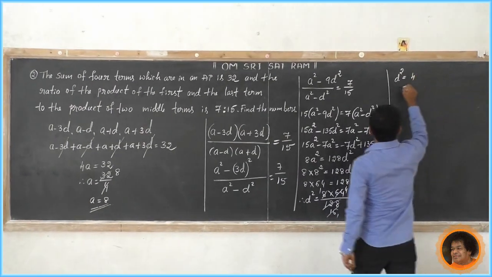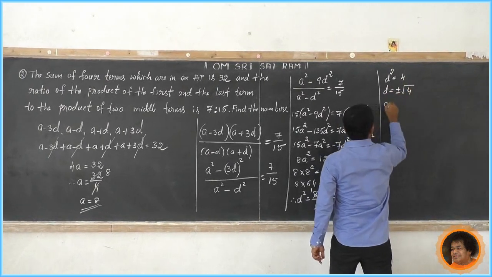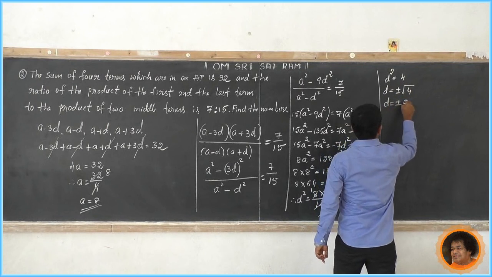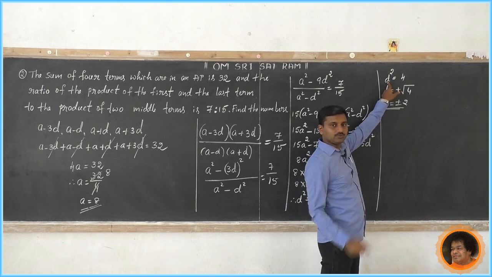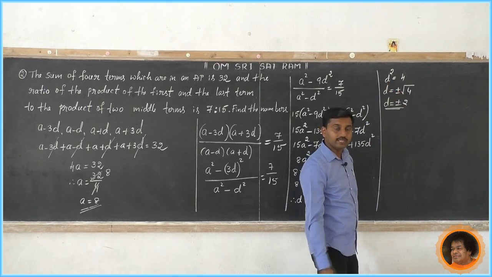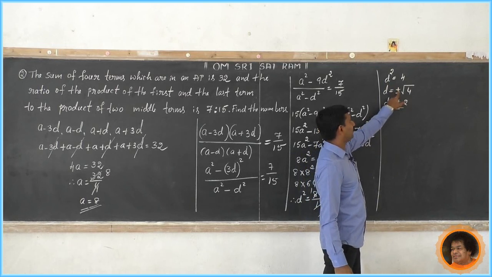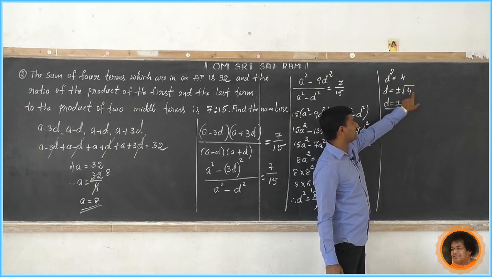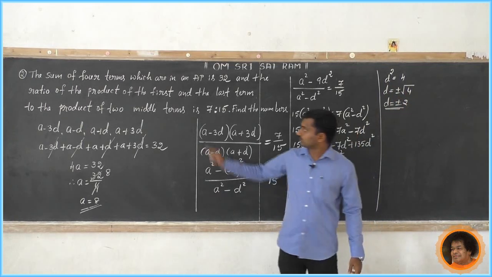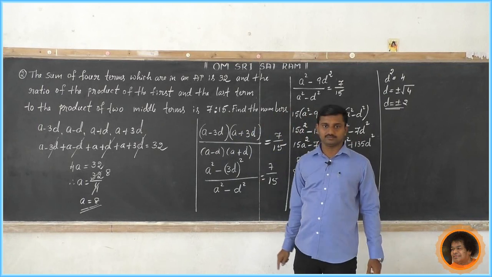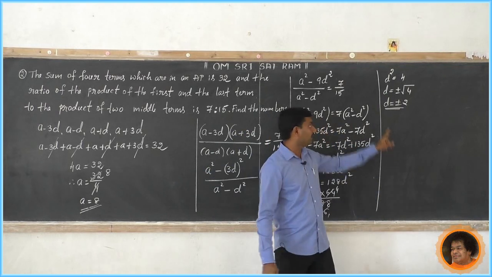So d square equals 4, or d equals plus or minus square root of 4. Here the highest power is 2, and if the highest power is 2, it has two roots or solutions. That's why plus or minus. The square root of 4 is 2, so d equals plus or minus 2. What is the question? Find the numbers. So the value of a is 8 and the value of d is plus or minus 2.